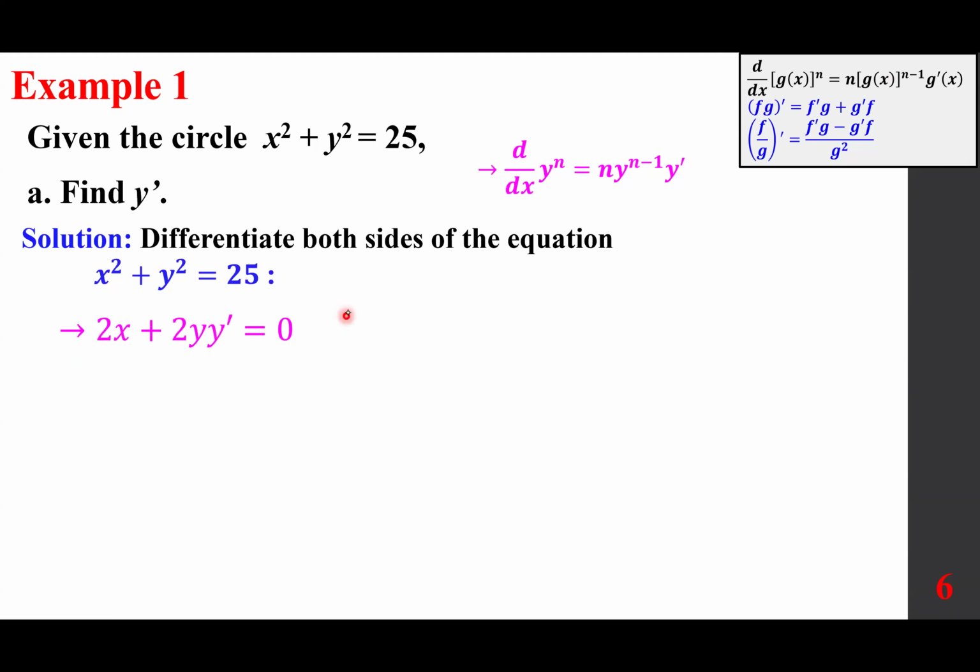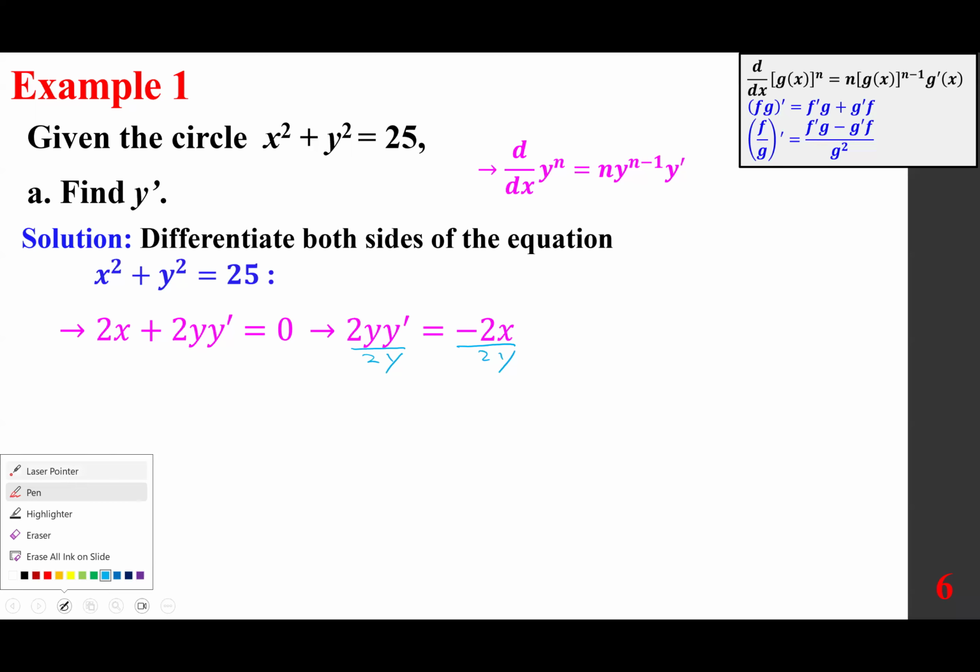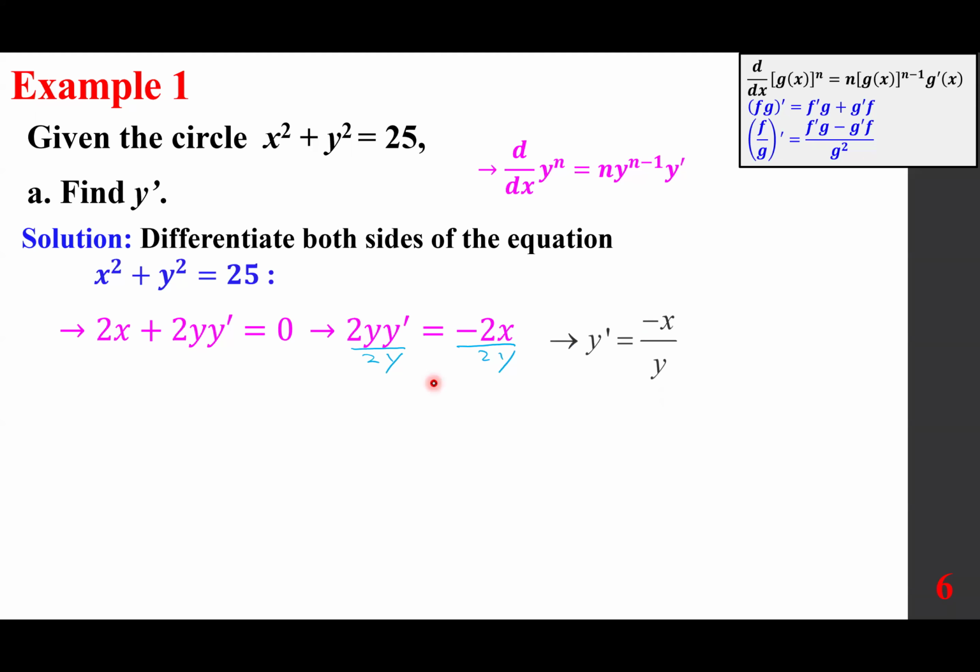Move the 2x and make it negative on the right. Divide both sides by 2y, and y prime becomes negative x over y.